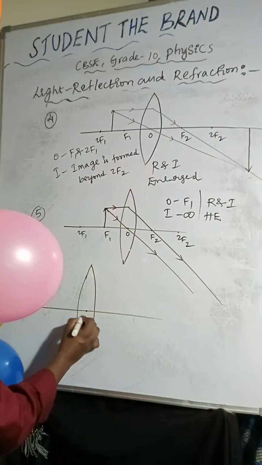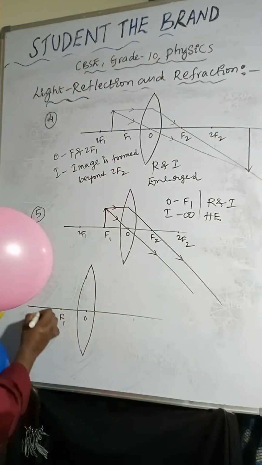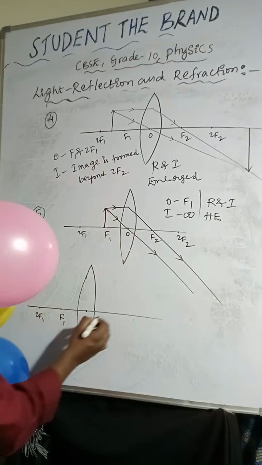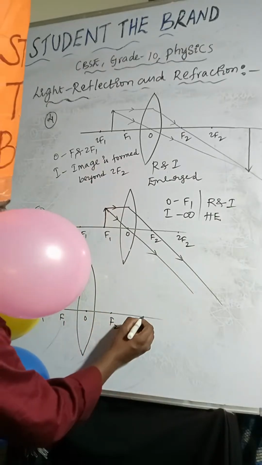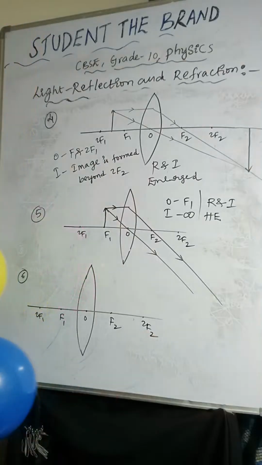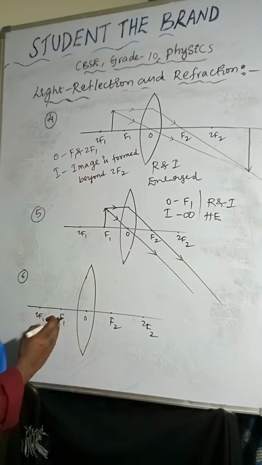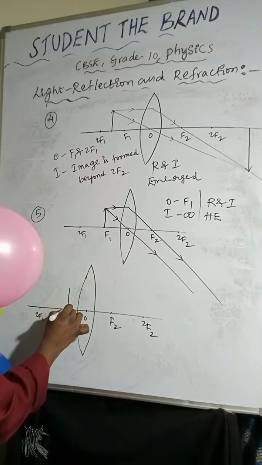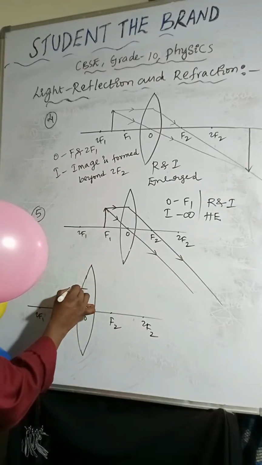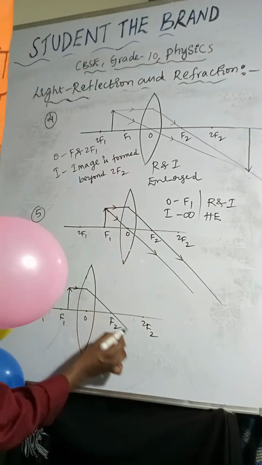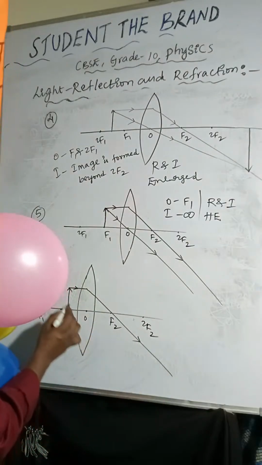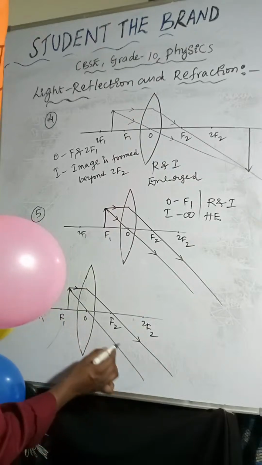Optic center, F1, 2F1, F2, 2F2. The object is placed between F1 and O. One light ray I am taking like this, it passes through the focus. Another light ray is passing through the optic center.